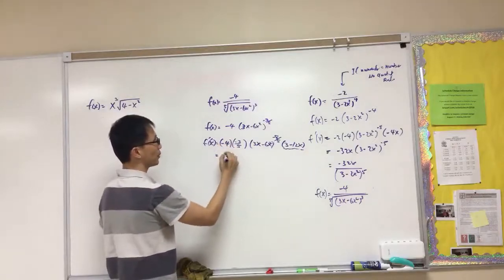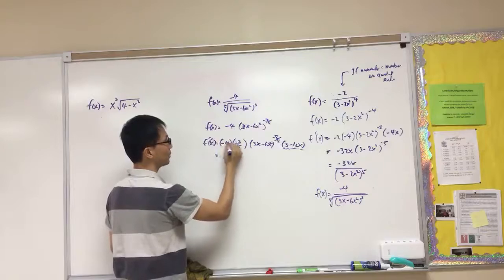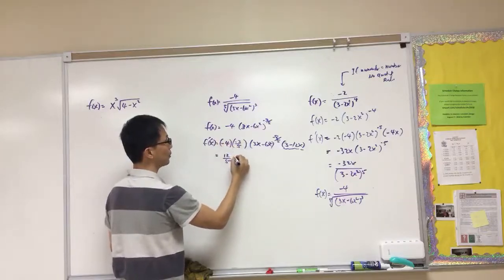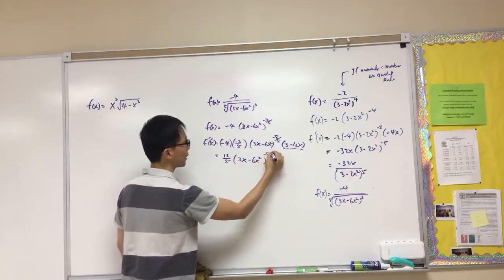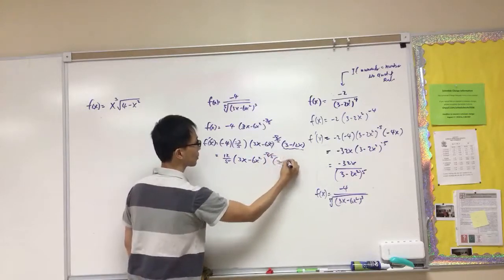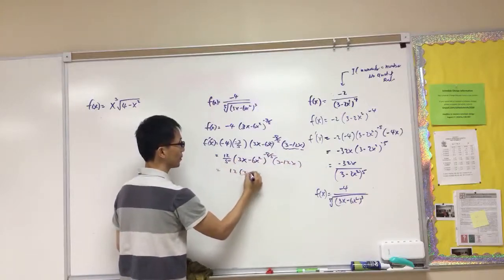So that's going to be what? 12/5. It's positive because the -4 times -3/5 gives 12/5, so that's 12/5 times 3x minus 6x squared to the -8/5 times 3 minus 12x. Now I don't have a negative exponent, so I'm going to write it.